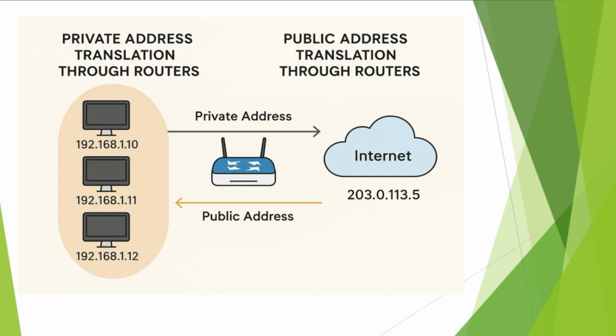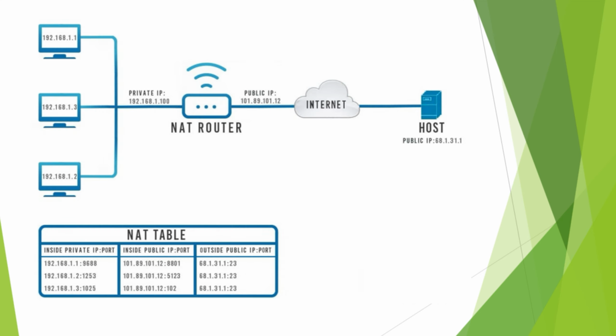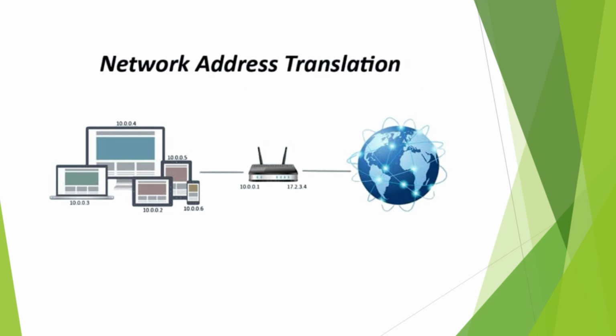When they want to access the internet, the private IP addresses are translated to public IP addresses with the help of network address translation. Network address translation translates public IP addresses to private IP addresses and private IP addresses to public IP addresses. So now let's look at the simulation part.